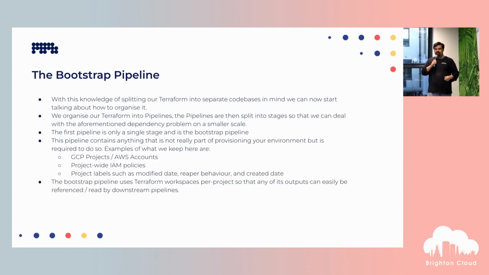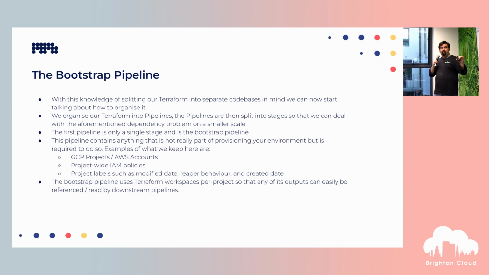So now, moving on to the actual pipelines that we built and how they are composed. The first pipeline is the Bootstrap Pipeline. It's gone through various names and iterations over its lifetime. Important to note as well that while we organize Terraform into pipelines, we split those pipelines up into stages so we can deal with that dependency problem on a smaller scale. Because otherwise you'd have to build a whole other GitHub repository, a whole other CI pipeline, a whole other bunch of stuff. And so just use stages instead. And we'll talk a bit about what that looks like.